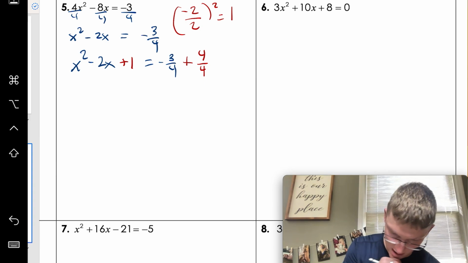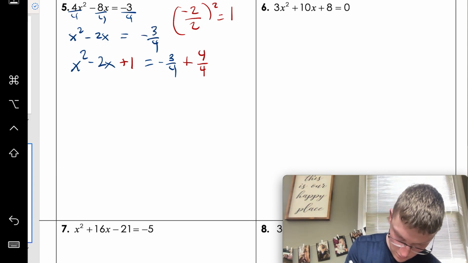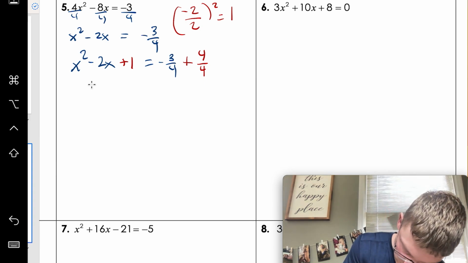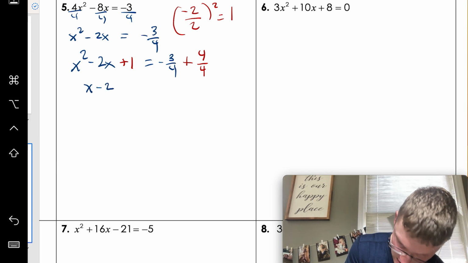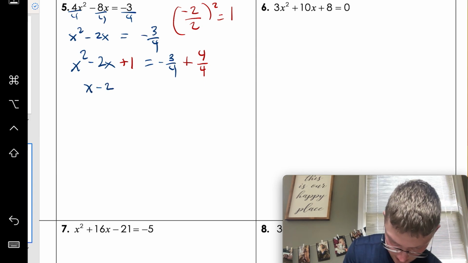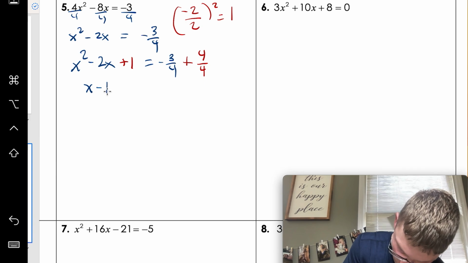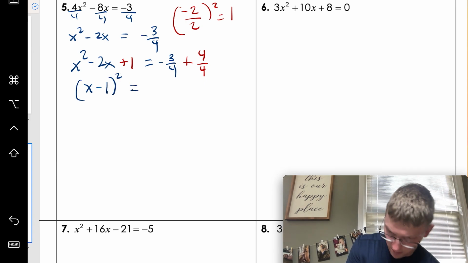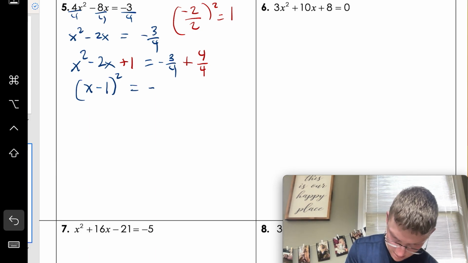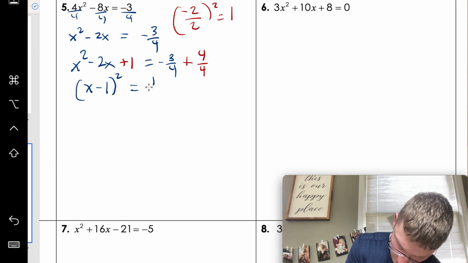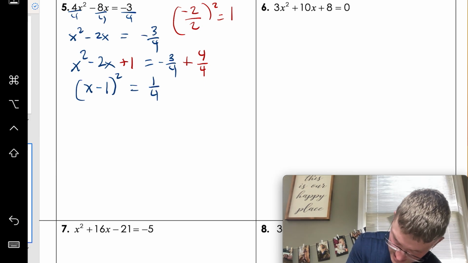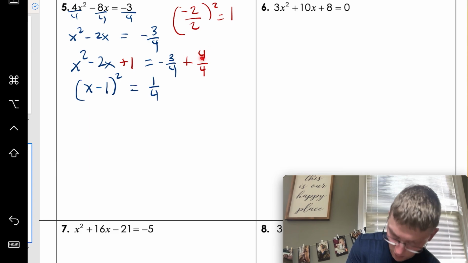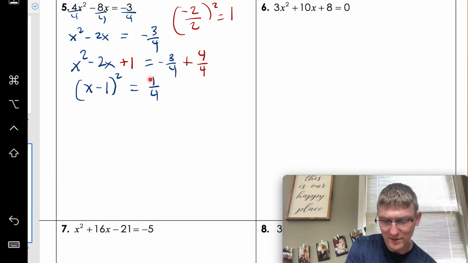Okay, so now what do we do? We factor the left. So we're going to have x minus 2, just kidding. We're going to have x minus 1 squared equals negative 1. No, just kidding, positive 1/4. So if I take negative 3 plus positive 4, we have 1 left over on the positive side, so we have 1/4.